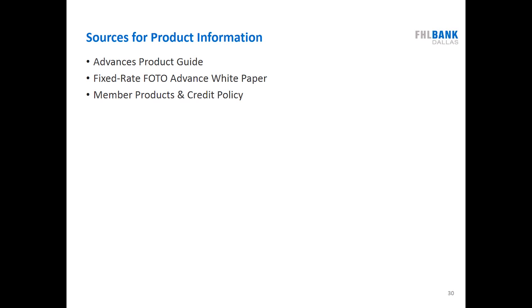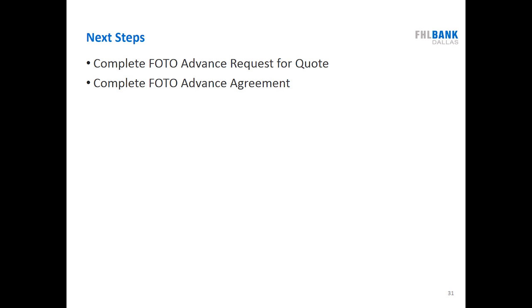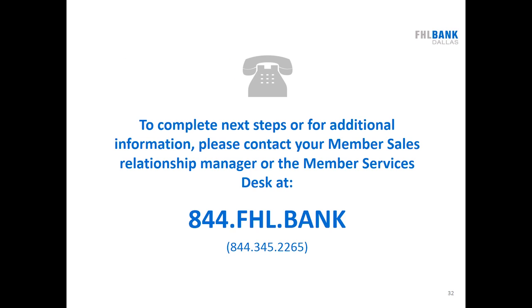If putable advances are a fit for your institution's financial strategy, next steps are to complete the Putable Advance Request for Quote and the Putable Advance Agreement. To complete next steps, or for additional information, please contact your Member Sales Relationship Manager or the Member Services Desk at 844-FHL Bank or 844-345-2265.